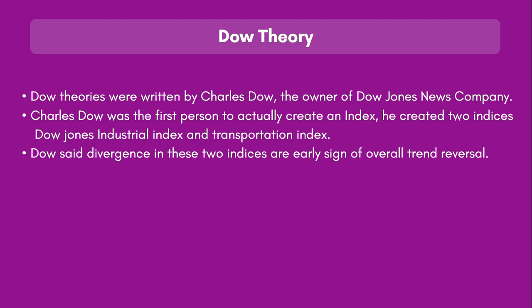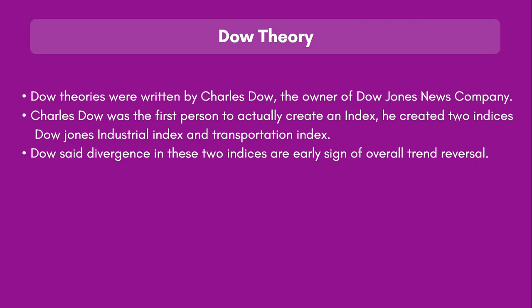Now these are early reversal warning signals. That is, there is a divergence, one is going up, the other is going down. Similarly, sometimes the industrial index used to go down and the transportation index used to go up. Now this divergence is also a signal of trend reversal, or a warning that something is going to change in the economy. Now Dow used to forecast trend using such divergence.